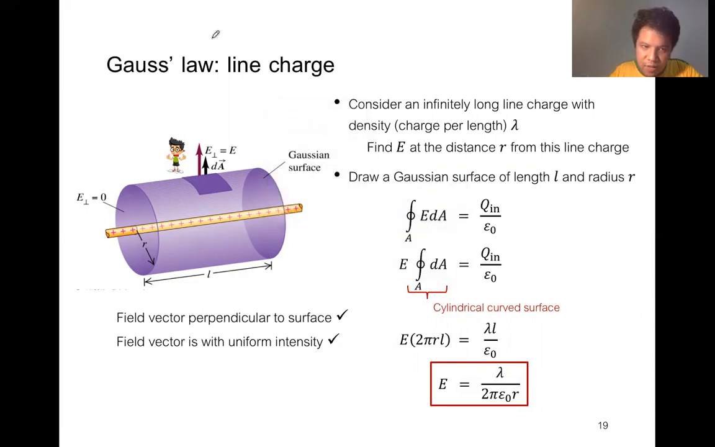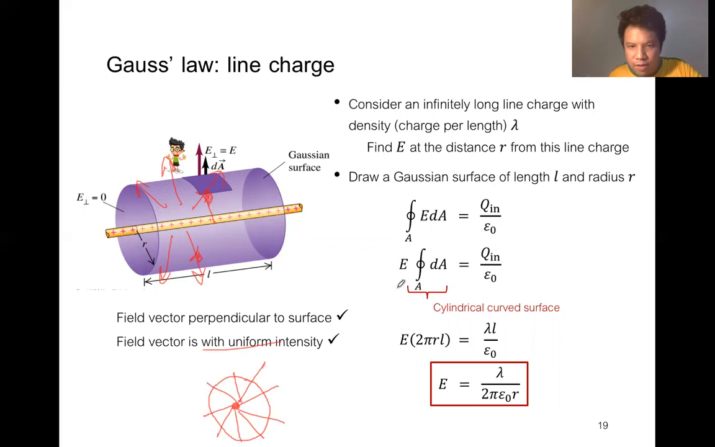So let's check if all of these conditions are true. The field vectors from the cylinder, are they perpendicular? Yes, they are perpendicular to the Gauss surface in every place. And is it with uniform intensity? It is, because if you look from the sideways, suppose that this is a circle and these are electric fields, the intensities are the same.